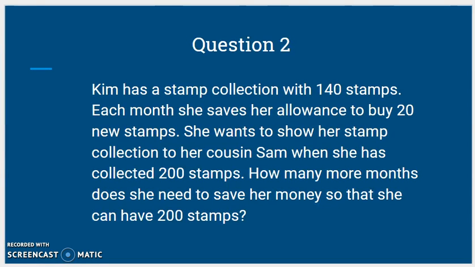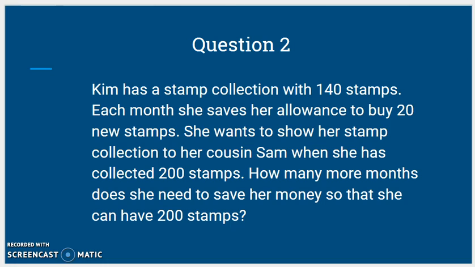Question 2 was, Kim has a stamp collection with 140 stamps. Each month she saves her allowance to buy 20 new stamps. She wants to show her stamp collection to her cousin Sam when she has collected 200 stamps. How many more months does she need to save her money so that she can have 200 stamps?